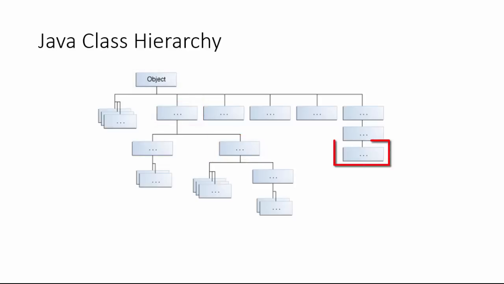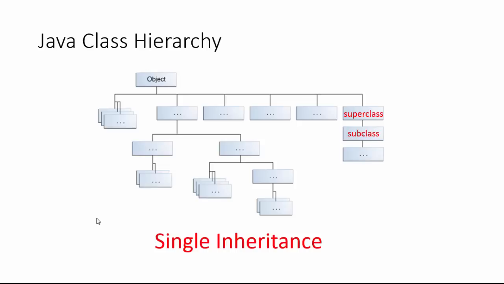A class that is derived from another class is called a subclass. The class from which the subclass is derived is called a superclass. This class is also a subclass to this superclass. In this diagram, you can see each class except for Object, which is at the top of the hierarchy, has one and only one direct superclass. This is called single inheritance. Java does not allow multiple inheritance.